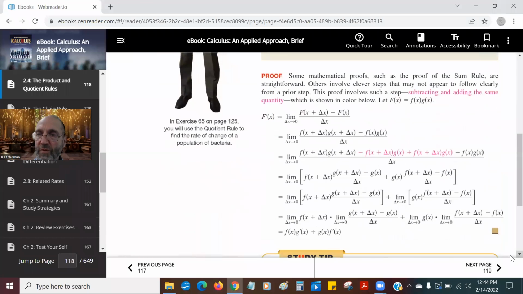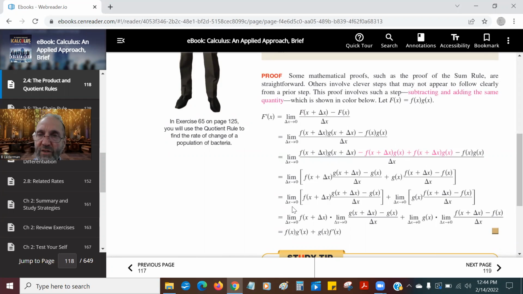So I'm going to go through the proof. Capital F is this product, and the derivative is that. Capital F means f of x plus delta x times g of x. And what we're going to do is subtract f of x plus delta x g of x, and then add back f of x plus delta x g of x. Once we do that, that allows us to separate this fraction into two separate fractions.